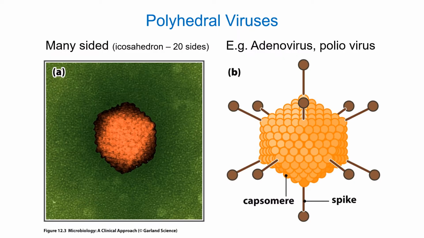A number of non-enveloped viruses have a polyhedral shape to them, kind of like a geodesic dome. Incidentally, in this diagram here, capsomere refers to one individual protein subunit of the capsid, and then we have spikes that come off, and the proteins on the spike will allow the virus to stick to cells and gain entry into the cells.